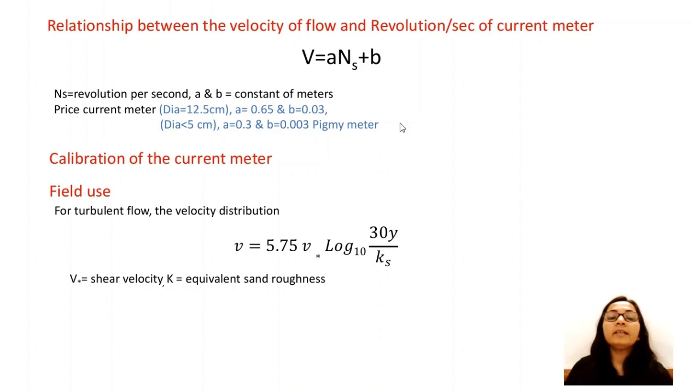Now, how do we calibrate this current meter? To calibrate the current meter, we place it in a towing tank.